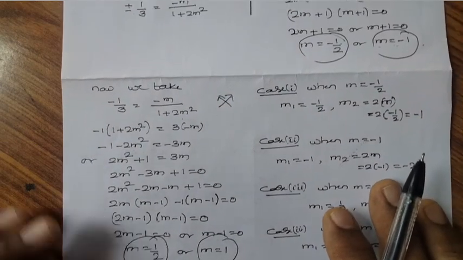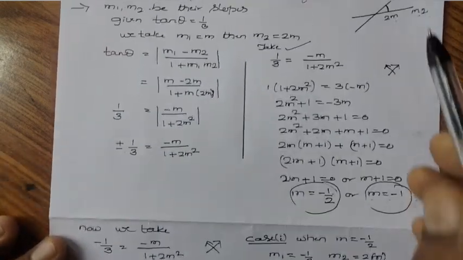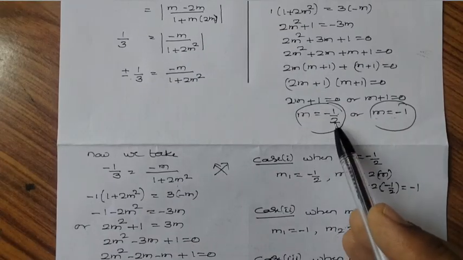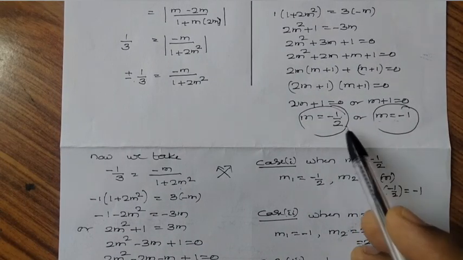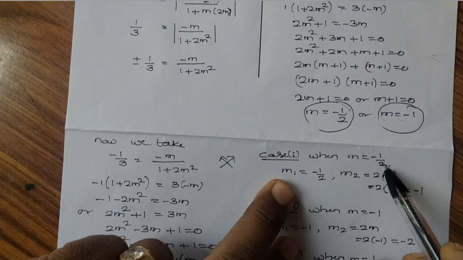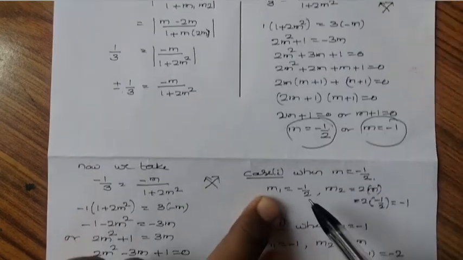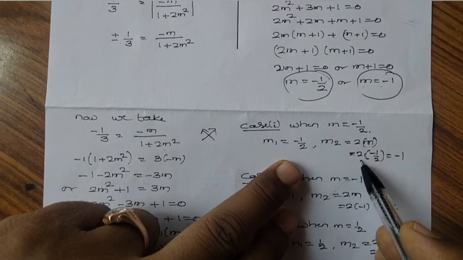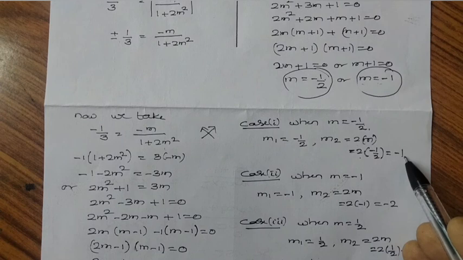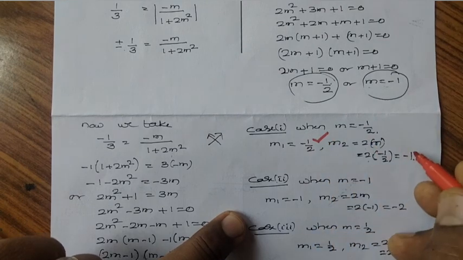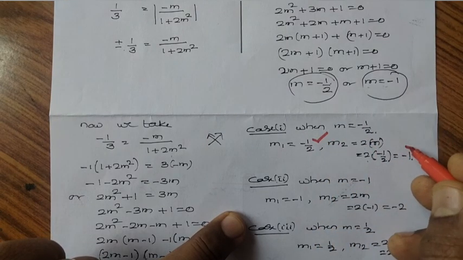So here we have to find, in all these four cases, what happens to the slope of the other line. Okay, got it here? So here we take one by one. We take case 1. What happens when m equals minus half? So when m equals minus half, that means m1 is minus half. So m2 is 2 times m, that is equal to 2 into minus half, that is equal to minus 1. So it means that when m equals minus half, then m2 equals minus 1.